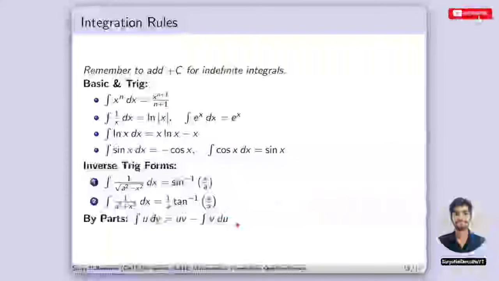And by parts formula, there is a chance to get a question in these by parts. Integration of u dv is equal to uv minus integration of v du.